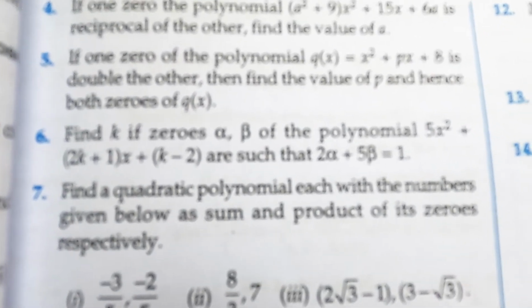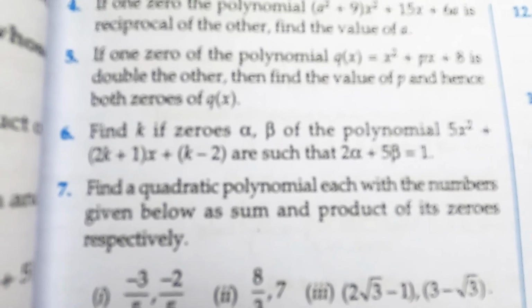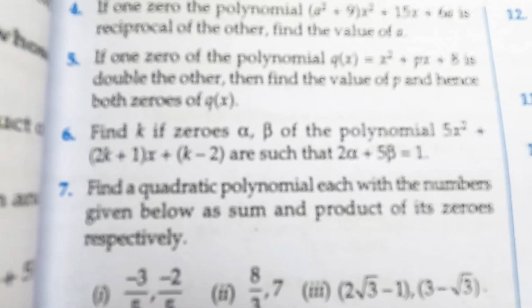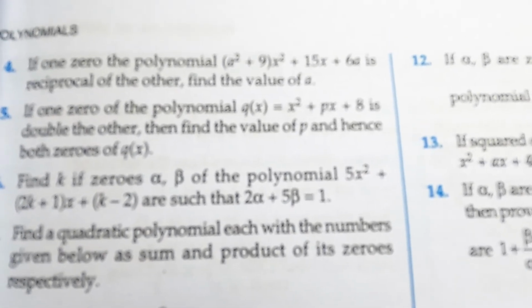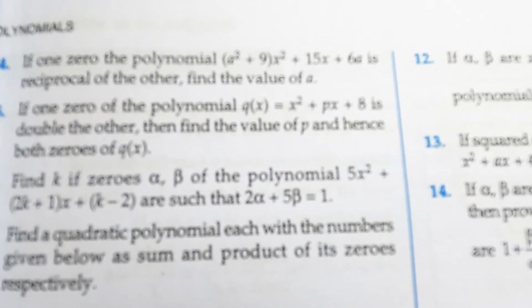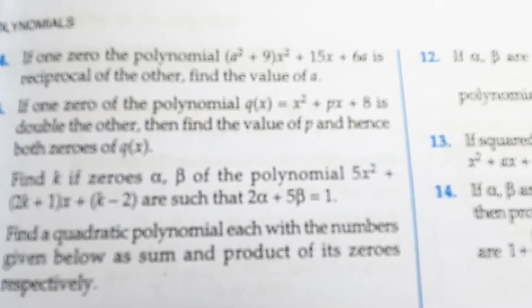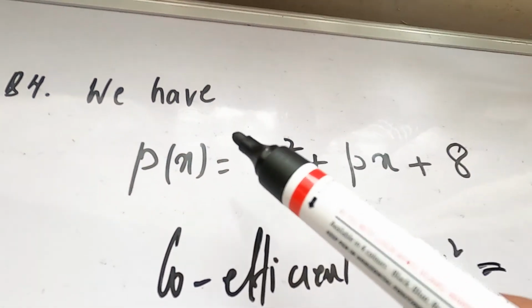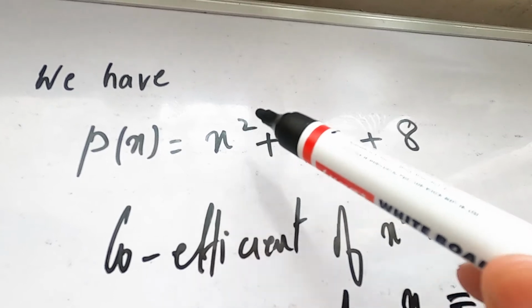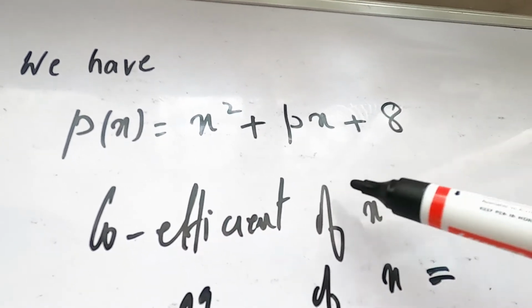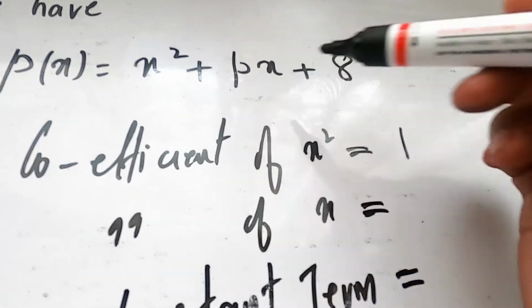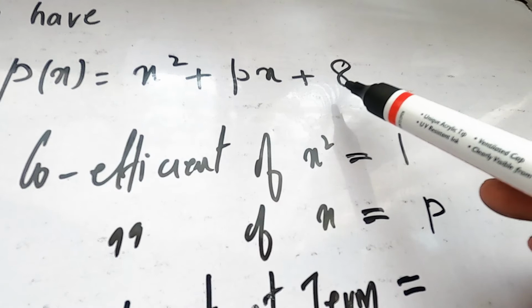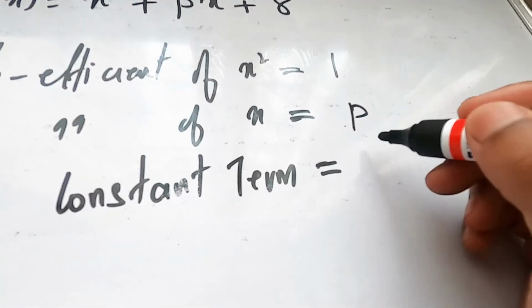Alright, next will be starting with question number 5. If one zero of the polynomial q(x) is equal to x square plus px plus 8 is double the other, then find the value of p and hence both zeros of q(x). Alright, here the given polynomial will be x square plus px plus 8. So coefficient of x square will be 1, coefficient of x will be p, and the constant term will be 8.